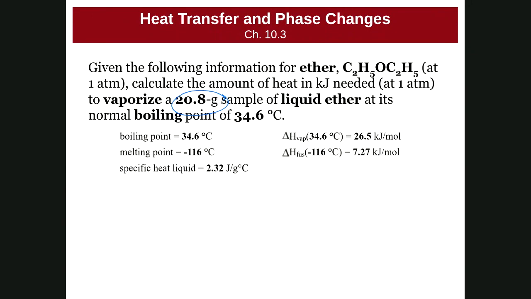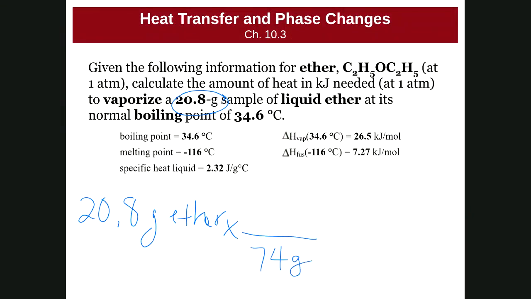All right, so how do we get the moles from the mass? The same way that we've been doing it for the last 2 chapters. So we have 20.8 grams of ether, and we are going to divide by our molar mass, which, if we look it up, is about 74 grams per mole. All right, so that's us moles of ether. And now to get our heat, we want to multiply by our delta H of vaporization.